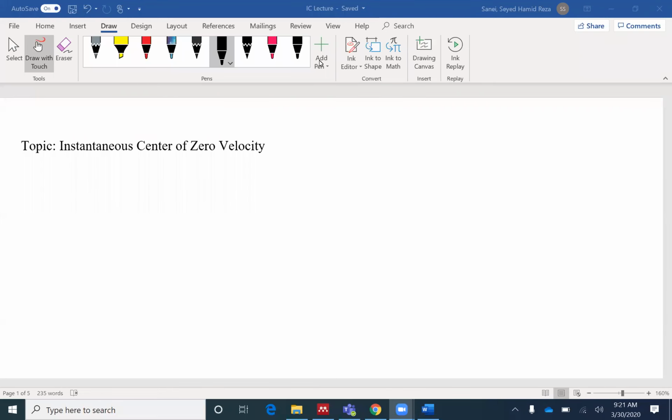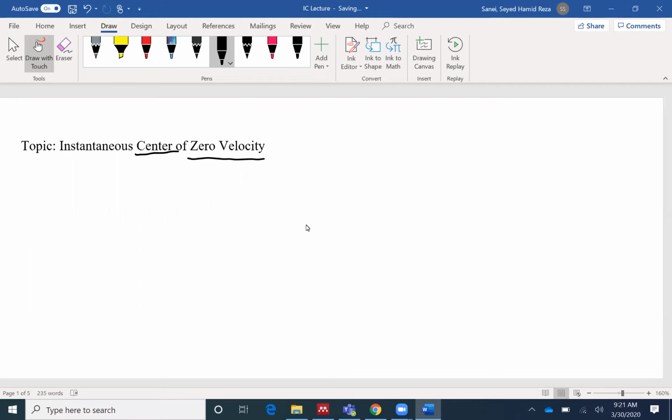Hello everyone. Today we are going to talk about instantaneous center of zero velocity. So every word in this phrase is very important for us. We are looking for a center, for a point about which our rigid body is rotating. And that center has a zero velocity. And also we are interested in instantaneous center, which means that that point keeps changing at different times.